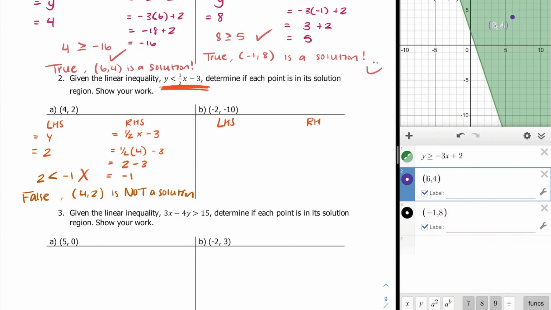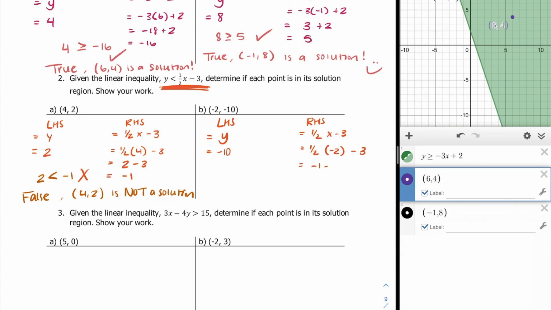We have the next one here, different point, same inequality. We're going to break it up into left-hand side and right-hand side. Our left-hand side is y. Our right-hand side is 1/2 x minus 3. This time we are going to plug in a negative 2 every single time we see an x. And we're going to plug in a negative 10 every single time we see a y. So here we have y, so we're going to plug in a negative 10. And on this side, we have a negative 2. The right-hand side is not fully simplified. 1/2 times a negative 2 is going to give me a negative 1. And negative 1 minus 3 will give me negative 4.